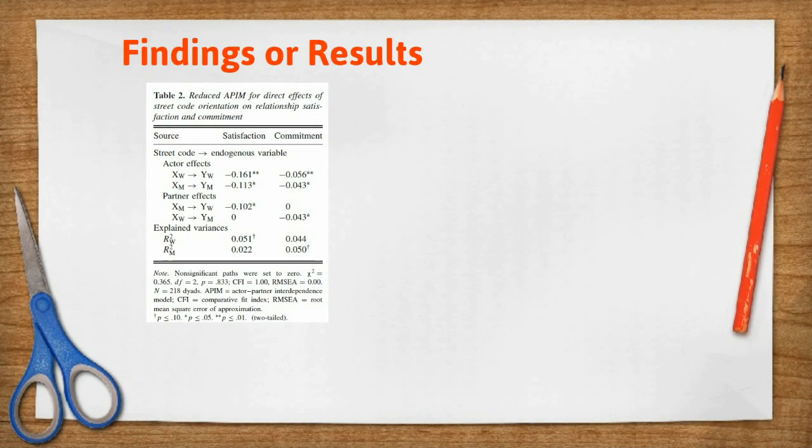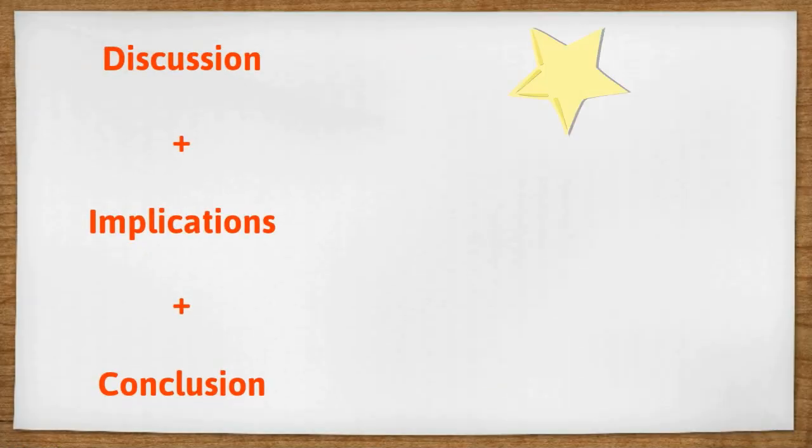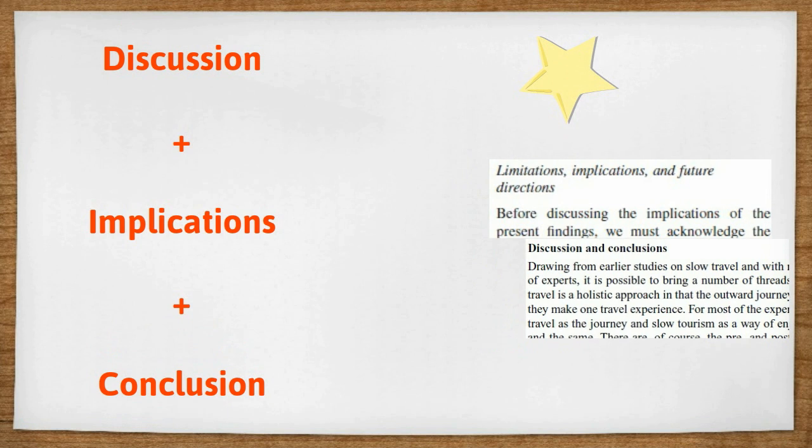Findings or results show you what the researcher got from the research process. You can skip this part too if you find it too complex, especially if it only covers statistical data. Discussion, implication, and conclusion may appear in articles separately or in one single part. I would highly recommend that you read through these parts.